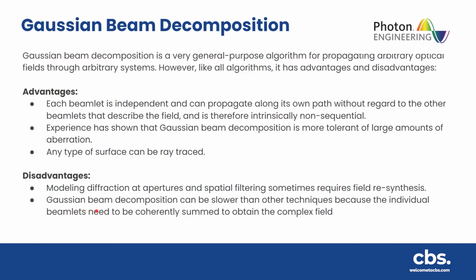And in full honesty, the Gaussian beam decomposition algorithm can be a little bit slower than other techniques, such as a fast Fourier transform based technique. And that's because each individual beamlet has to be recreated, and then they all have to be coherently summed to attain the complex field. So it might take a few more seconds than other algorithms, for example. But typically, coherent ray tracing, as performed by Fred, is not a huge, high-intensity calculation that takes many hours. Typically, you don't need millions and millions of rays, as we touch upon later.